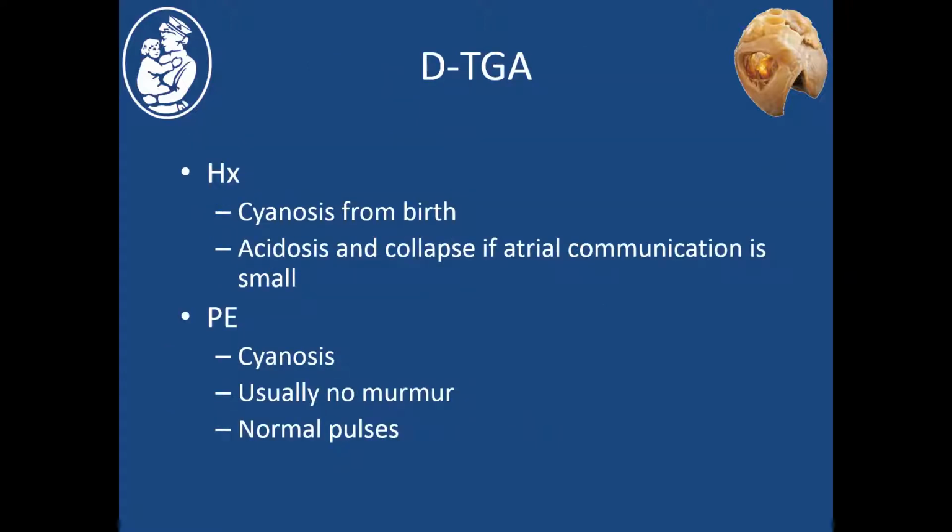Patients with transposition present as neonates. This is the most common type of cyanotic heart disease that presents in the neonate. These patients are blue from birth. If the interatrial communication is small, they may develop acidosis and circulatory collapse because of extreme hypoxemia.